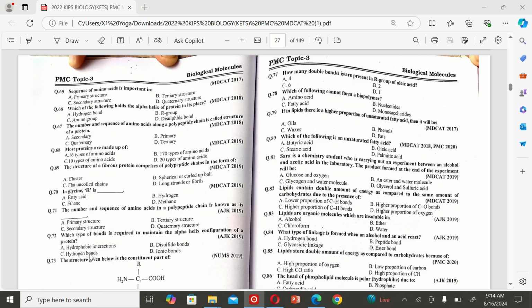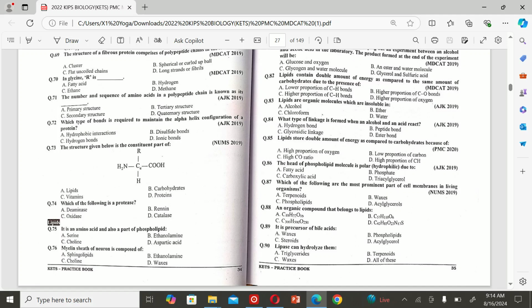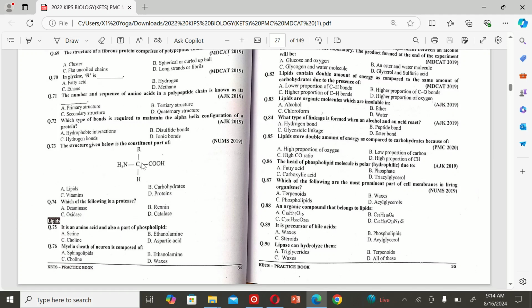Hydrogen bonds. The next MCQ is: the structure given below is a constituent part of A. Lipids, B. Carbohydrates, C. Vitamins, and D. Proteins. The correct option is D, proteins. The next MCQ is: which of the following is a protease? A. Deaminase, B. Renin, C. Oxidase, and D. Catalase. The correct option is B.